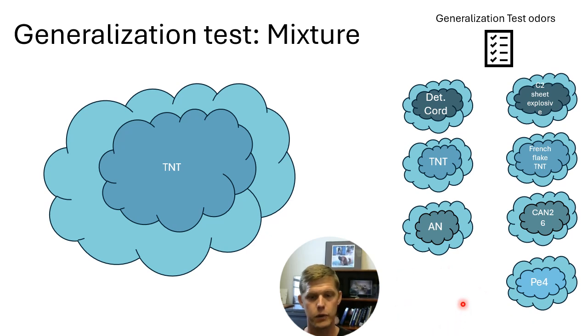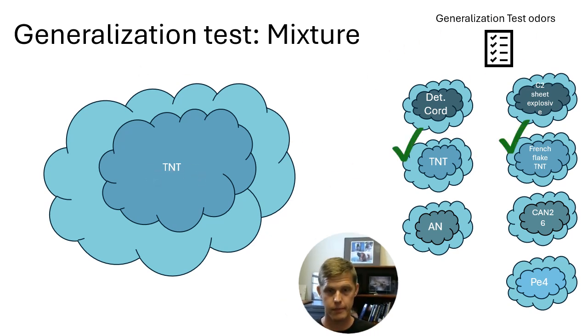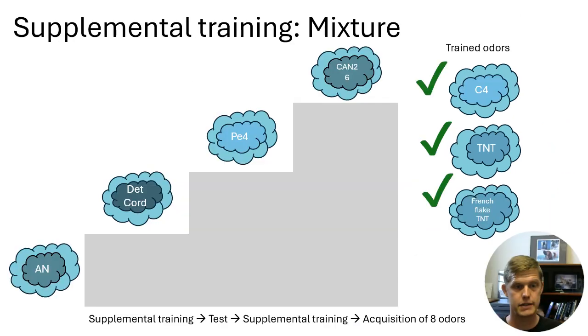You can notice that C4 is not here anymore because they had already met criterion, so we popped that one out. Then we did TNT, and measured generalization to all of them. And then say, for example, they spontaneously generalized to TNT and French flake. We would then consider that these 2 odors are trained. And then we would move on to the next odor in their list, which would be AN, and train them on that one. And we would consider C4, TNT, and French flake to all be trained. Train them until reaching criterion on that, and then go back to our generalization test.